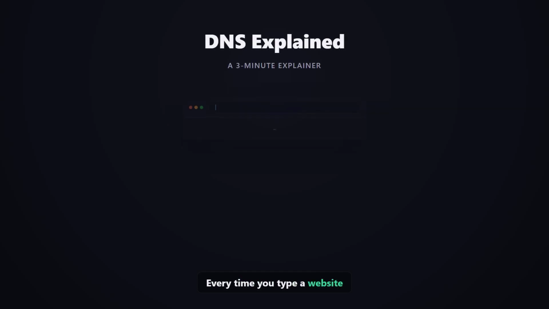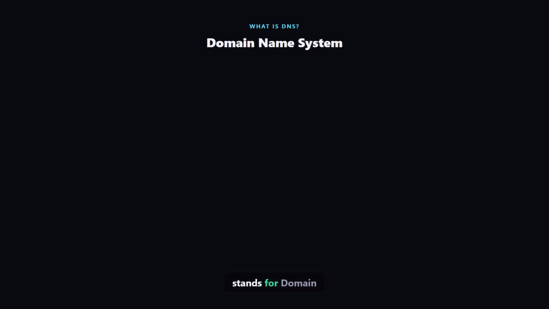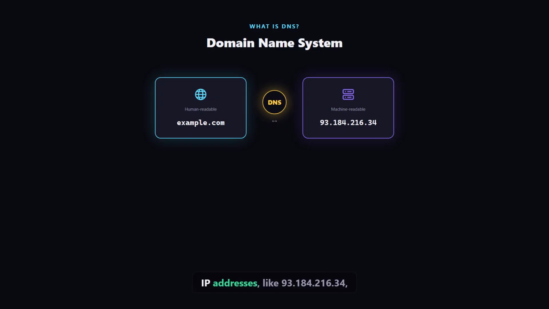Every time you type a website address, you're relying on something invisible, DNS. Let's break down exactly what happens. DNS stands for Domain Name System. Computers communicate using IP addresses like 93.184.216.34, but humans remember names like example.com. DNS is the system that translates one into the other.